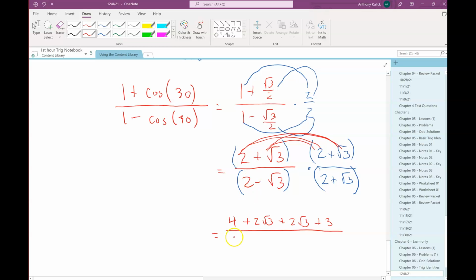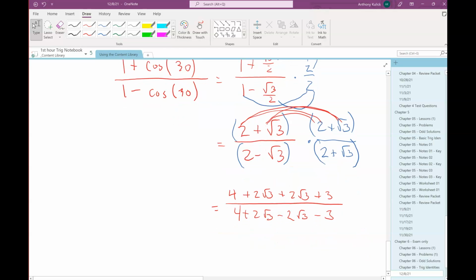Do the same thing in the denominator. So I have 4 minus, plus 2 root 3 minus 2 root 3 minus 3. Notice here the plus root 3 and the minus root 3 cancel out. So there's no more radicals in our denominator. That's excellent. 4 minus 3 is just 1, so I'm left with 1 in the denominator.